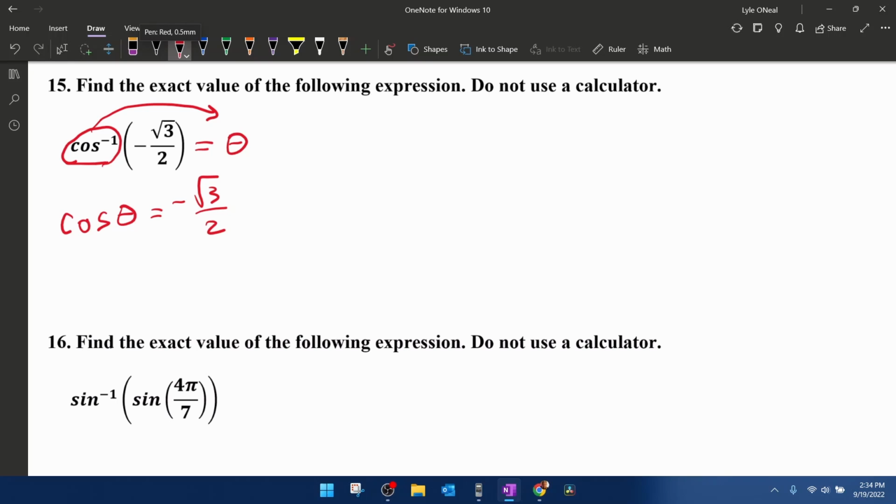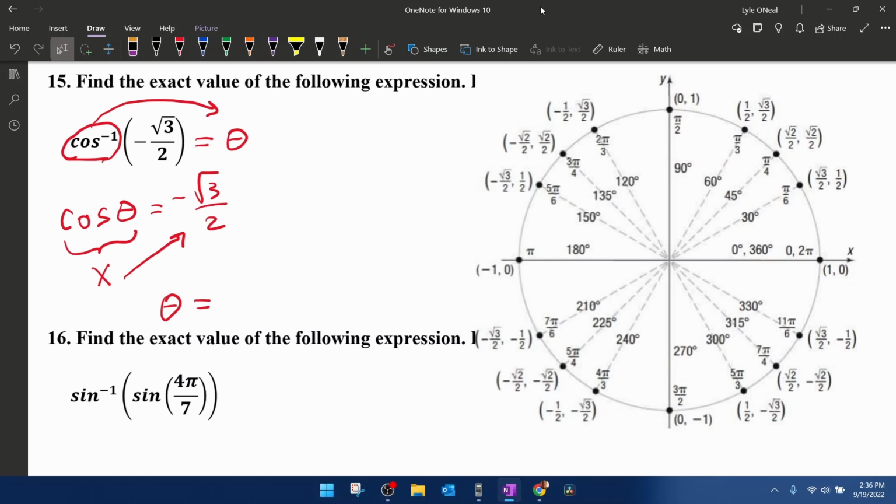So now we're going to go to the unit circle and find an x coordinate that equals negative square root of 3 over 2. And whatever angle that occurs at, whatever ordered pair has an x coordinate of negative square root of 3 over 2, that's going to be my answer. Okay, so now that we've got our unit circle up here, looking for an x coordinate of negative square root of 3 over 2, that occurs at 5 pi over 6, which is also 150. But I want you to notice that there is also an x coordinate of negative square root of 3 over 2 at 7 pi over 6.